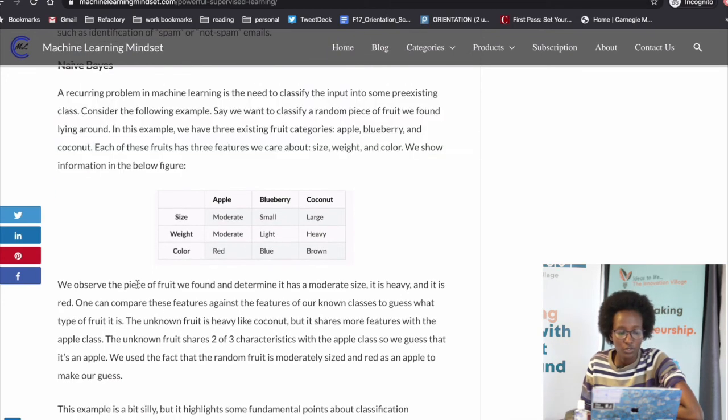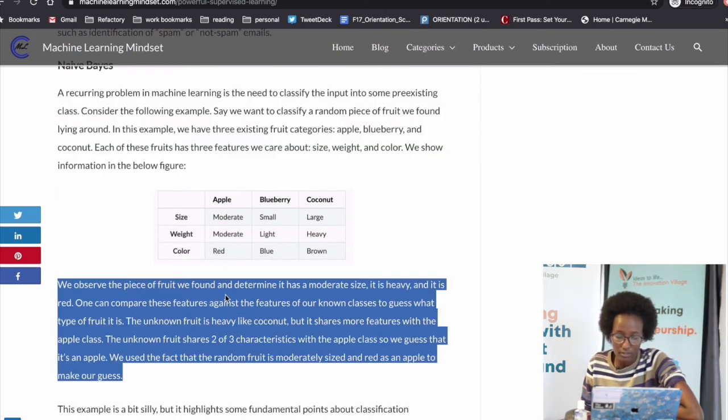Okay, we observe the piece of fruit we found and determine that it is a moderate size. It is heavy, and it is red. So we've said that the fruit that we want to classify as either an apple, a blueberry, or a coconut happens to be of moderate size, and it is heavy in terms of weight, and yet it is red.